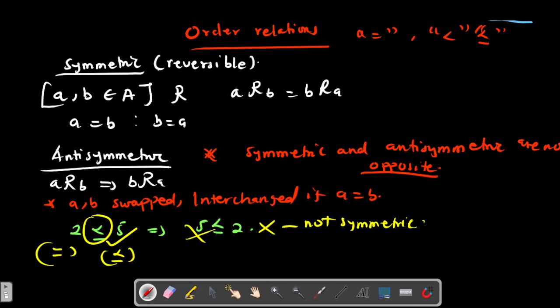So I want you to appreciate the fact that antisymmetric is not the opposite of symmetric, but an adjusted form of symmetric. We have adjusted the symmetric relation so that it can accommodate a situation where the two are not the same but can only be swapped under certain conditions. And I think this should clarify your doubts and confusion about symmetric and antisymmetric.